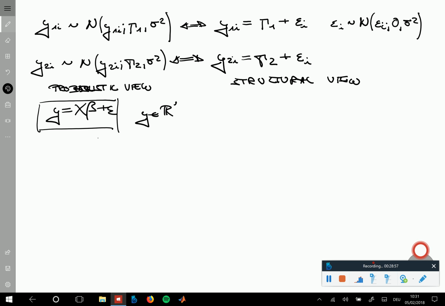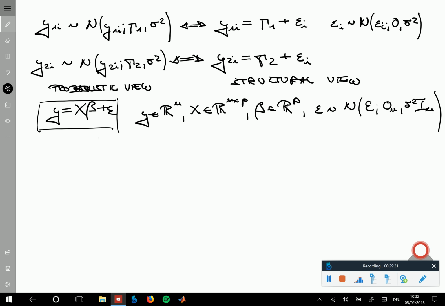In general, of course, our data is an n-dimensional vector, our design matrix is n times p, and our beta is p-dimensional. And of course the epsilon, this is all just the standard stuff, is multivariate Gaussian with zero expectation and spherical covariance matrix. Now, if we want to adapt that to reflect what I've written down here, what one can do is the following.